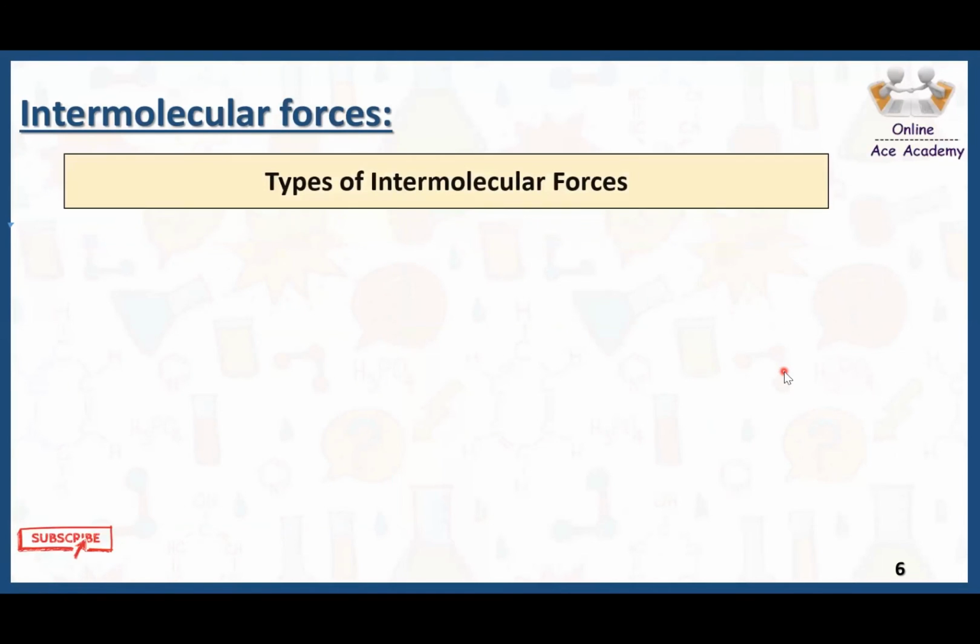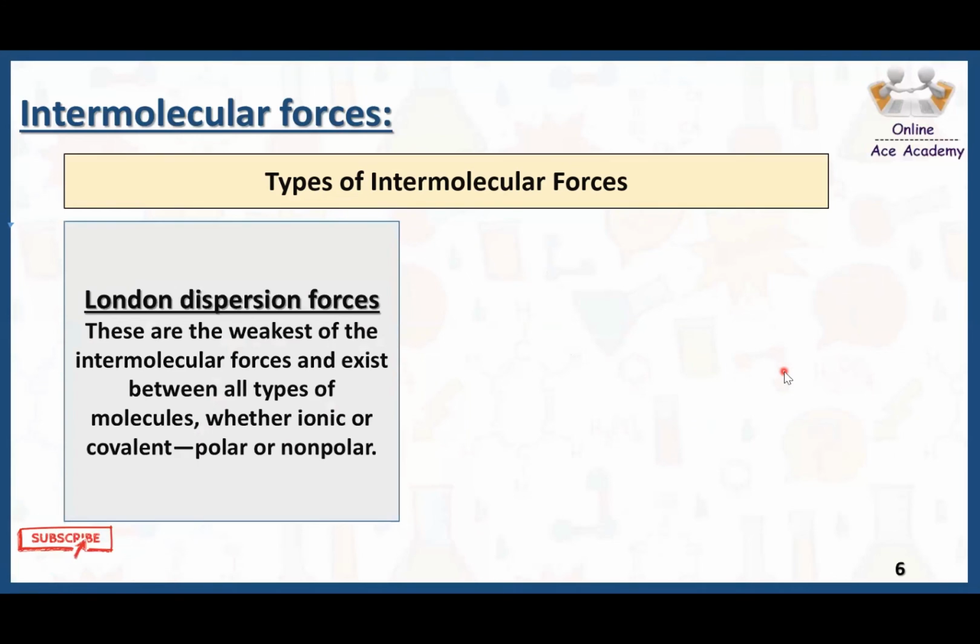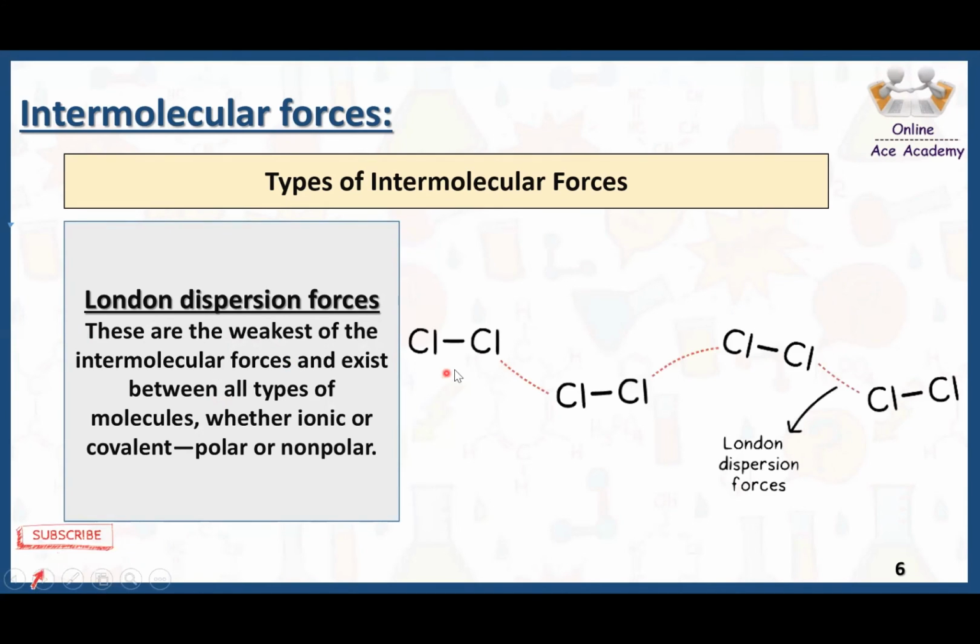The third type of intermolecular force is London dispersion forces. London dispersion forces are the weakest of the intermolecular forces that can exist between any molecules. They are weakest because usually they are between non-polar molecules. For example, we have these molecules. This is the molecule of chlorine, and this is also chlorine. Now, as such, there are no poles. We can't see any partial positive and partial negative charge here because chlorine and chlorine are both the same. It's a non-polar covalent molecule. So they don't have any partial positive and partial negative charge.